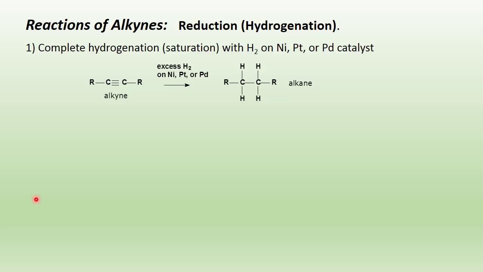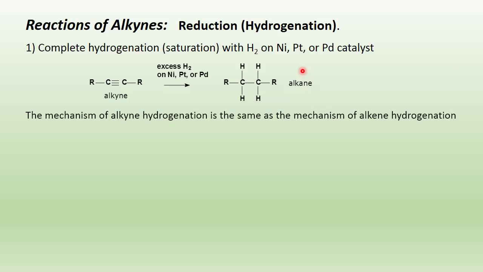So let's look at some of the reactions of alkynes. We'll start with reduction reactions, namely hydrogenation. So the first kind is complete hydrogenation, that is saturation with hydrogen on a nickel, palladium, or platinum catalyst. So the alkyne has 2 pi bonds and requires 2 equivalents of hydrogen, but it's difficult to measure that out. It's just bubbled in as a gas, and so we just make sure we add excess hydrogen. And both pi bonds are saturated completely to the alkane.